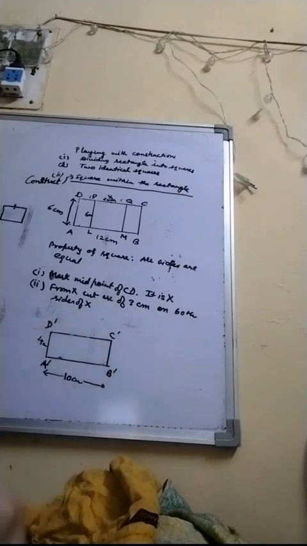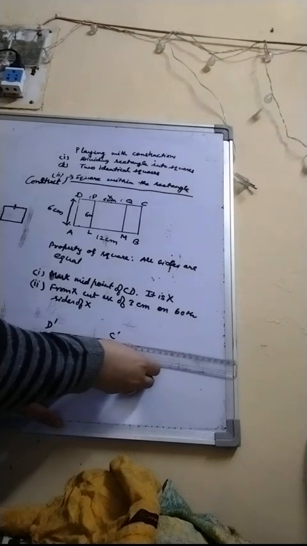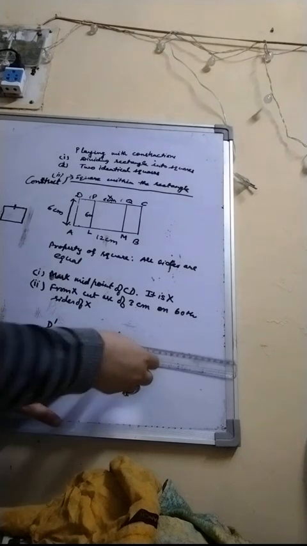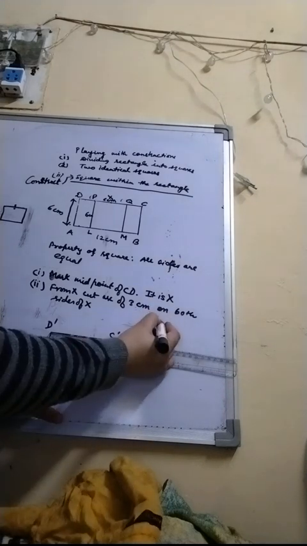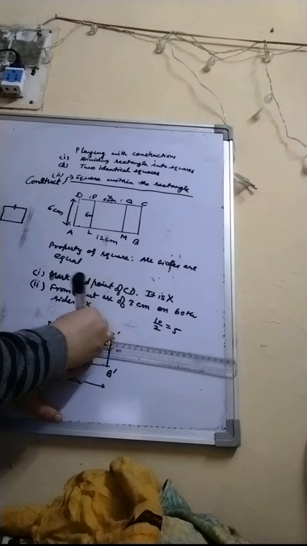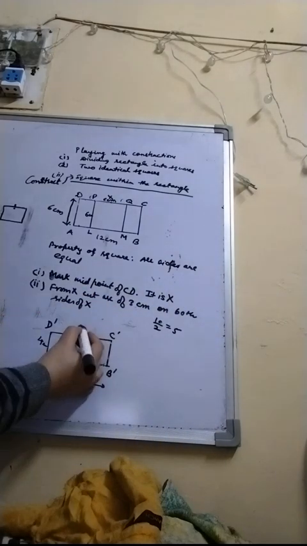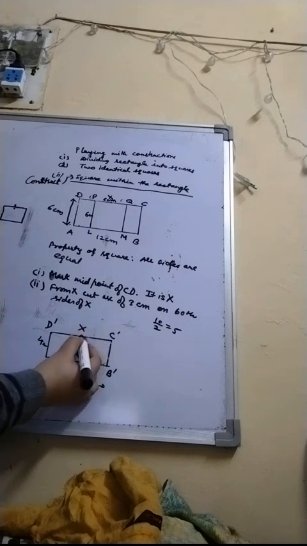So what would be your first step? First you will find the midpoint or half of the length. So first we find half of the length. What would be half of 10 centimeter? Half of 10 centimeter will be 5. So we would put the point or dot at 5 and mark it as X. This is my 5.